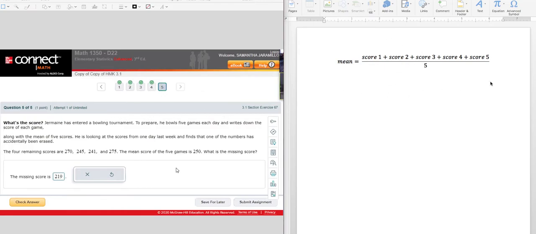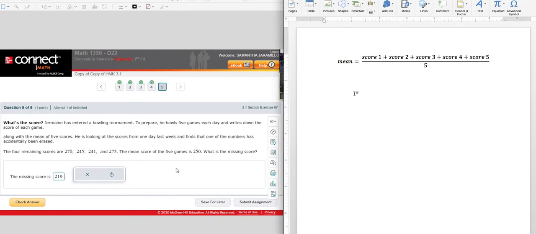And this is that equation in this case because there are 5 scores. To get the mean, as a reminder, it's the same as the average. You're going to add score 1, 2, 3, 4, and 5 together and divide them all by 5. But in this case, score 5 is what's missing. Normally you'd be plugging all the numbers in here and dividing by 5 because you're usually asked to calculate the mean. In this case, you have the mean and you have 4 of the 5 scores, and you have to solve for the missing score.